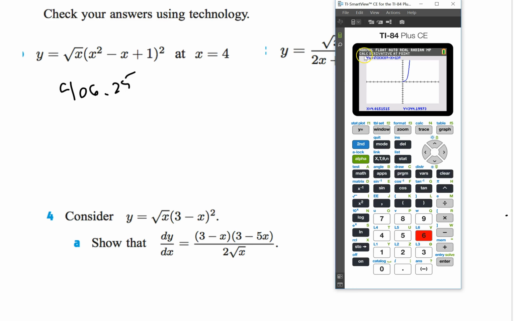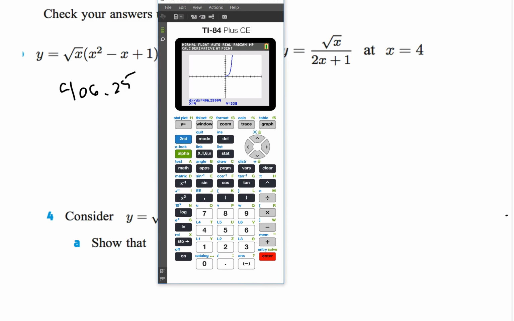So hit number 6. Now right here, you can move your cursor around, but the easiest thing to do is just type in what you want the derivative of. We want it at 4, so hit 4. See, it says x equals 4. We're going to find the derivative at 4. Hit enter, and then right here, 406.25. That's our derivative. So those are two ways, again, to find a derivative in your calculator.